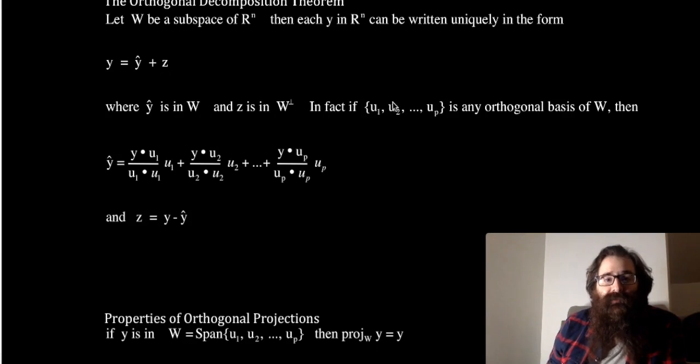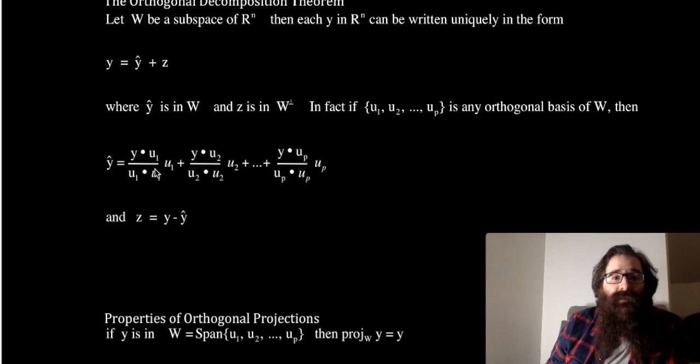And in fact, if the vectors u sub 1, u sub 2, and so on to u sub p are any orthogonal basis of subspace W, then the projection y hat can be written in the following manner, right? That's in the span of these vectors. So y dot u sub 1 over u sub 1 dot u sub 1 times vector u sub 1 plus y dot u sub 2 divided by u sub 2 dot u sub 2 times vector u sub 2 plus so on and so forth, plus y dot u sub p divided by u sub p dotted with u sub p times vector u sub p. And this gives us that projection vector.